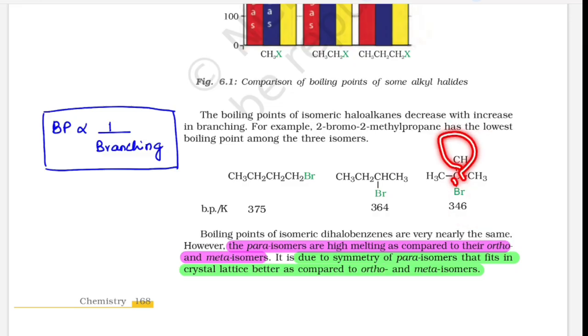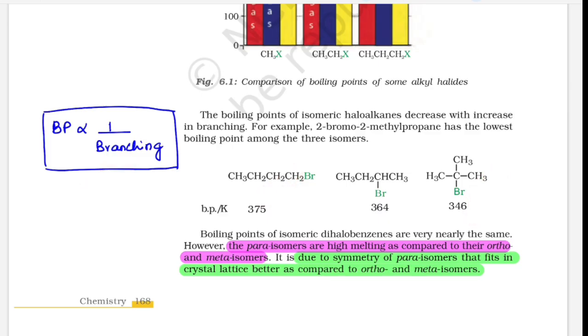So more number of branches are present here. So greater the number of branches, boiling point should be less. So see the boiling point: 346, and here you see 375, and here 364. So therefore, no branching, boiling point is high. Branching is present, therefore boiling point is less.